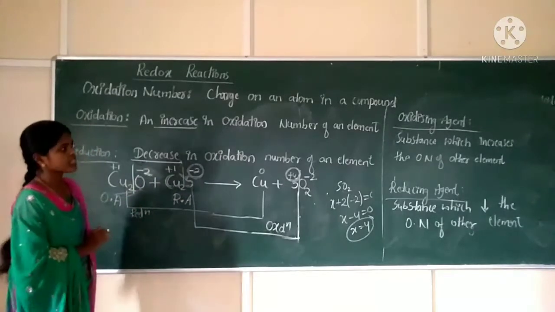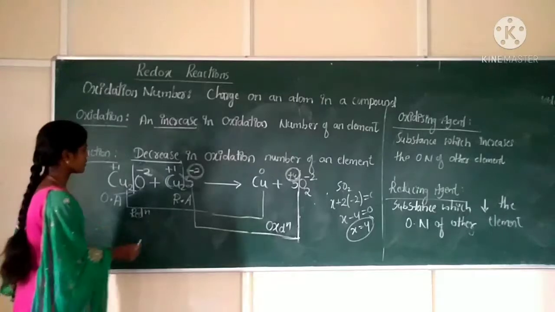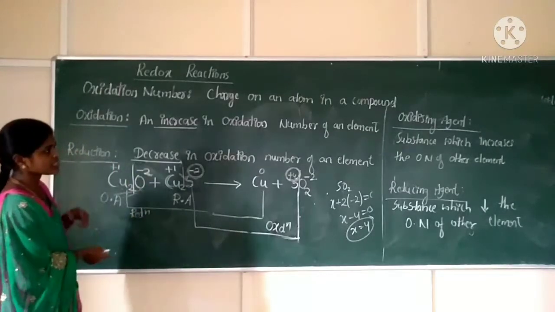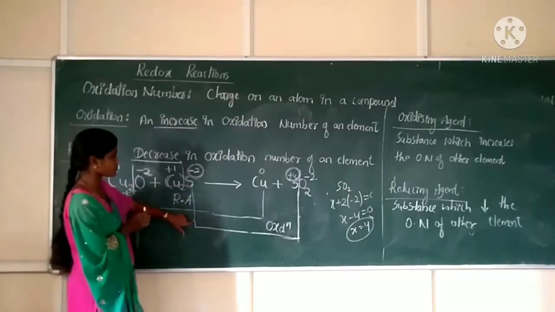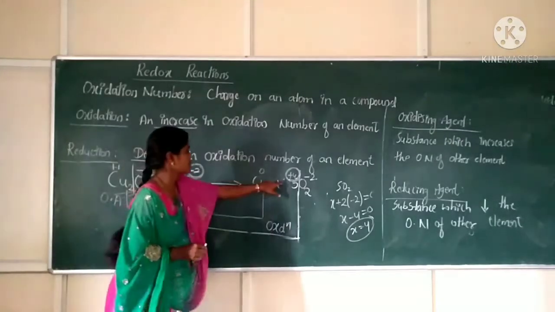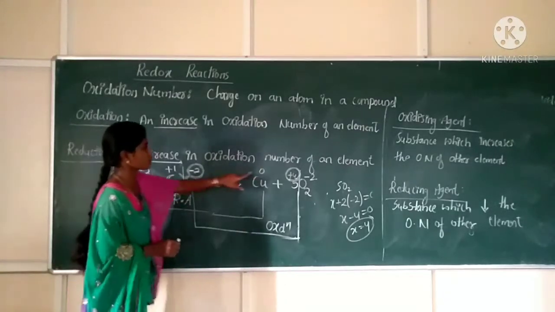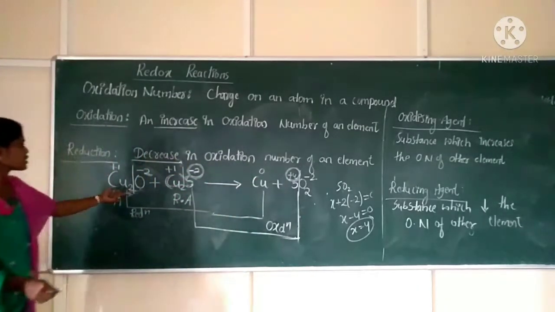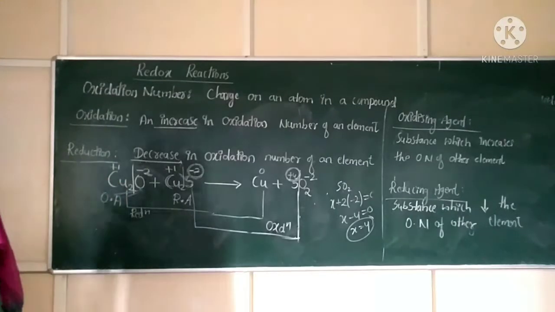And what is an oxidizing agent? A substance which increases the oxidation number of another element. So sulfur is increasing its oxidation number from -2 to +4. For the oxidation of S-2 to +4, Cu2O is helping. So Cu2O can be called here the oxidizing agent.